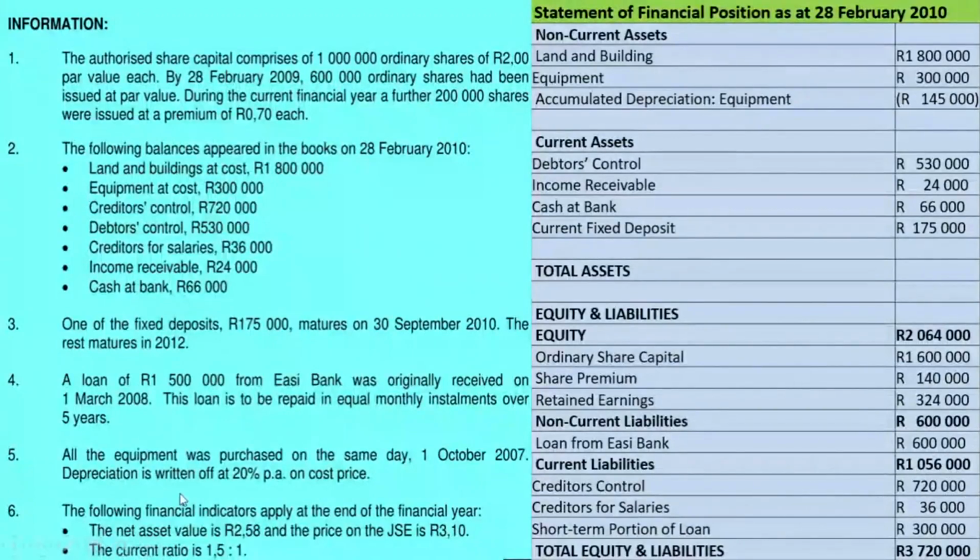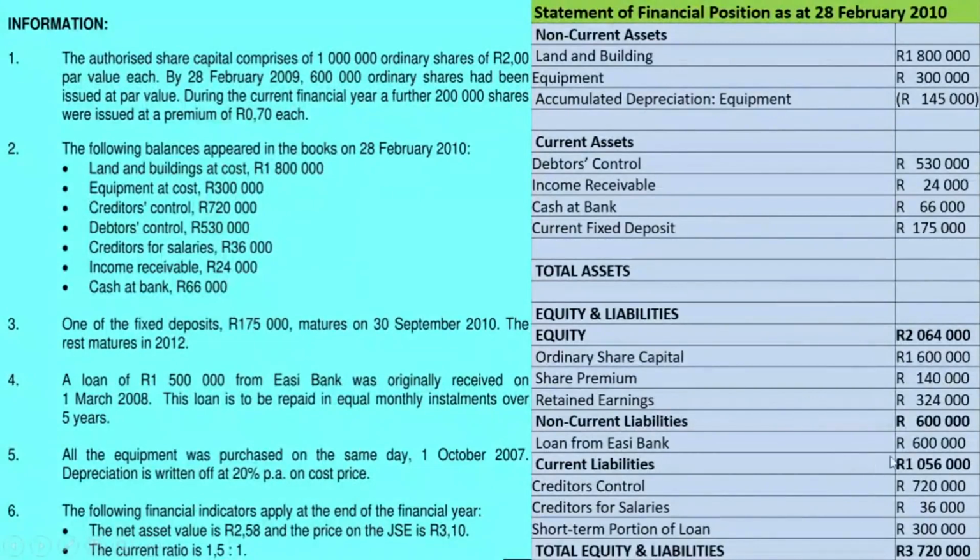So now let's go back to this. We are told that the current ratio is 1.5 is to 1. Now if you know the current ratio is current assets divided by current liabilities. If you do not know what the current ratio is, you can click on the link on the top right of the screen or in the description below. But that is what current ratio is. You take current assets divided by current liabilities.